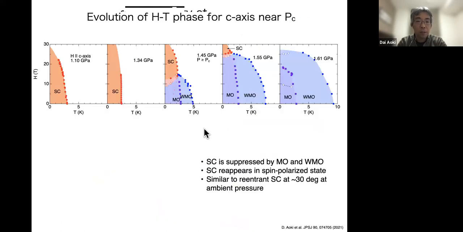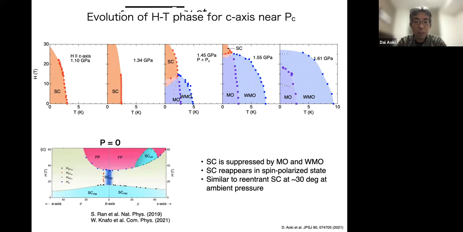So the evolution of the HC2 curve above the critical pressure is as follows. Just below PC, the HC2 curve is almost vertical, but applying pressure, superconductivity appears when the magnetic order is suppressed. Then, further increasing the pressure, the superconducting phase is pushed away to the higher field and lower temperature region, and finally disappears. This reentrant superconductivity resembles the reentrant superconductivity above HM when the field is applied along 30 degrees from the b to c axis.